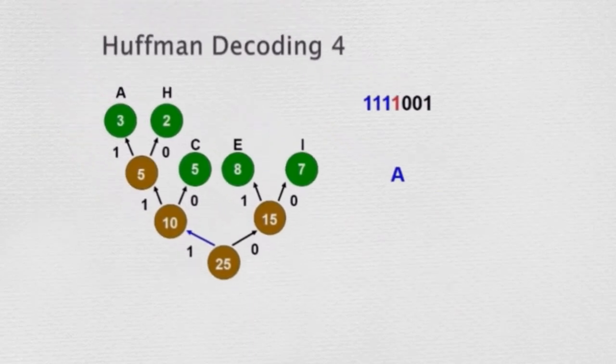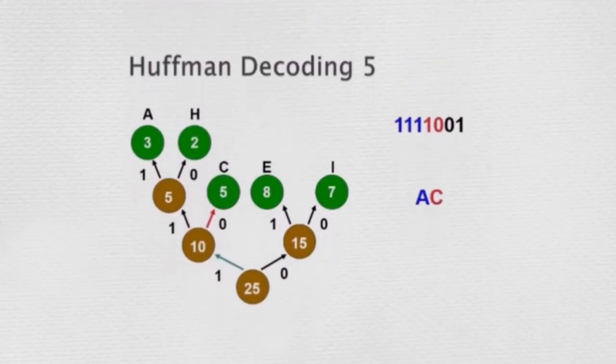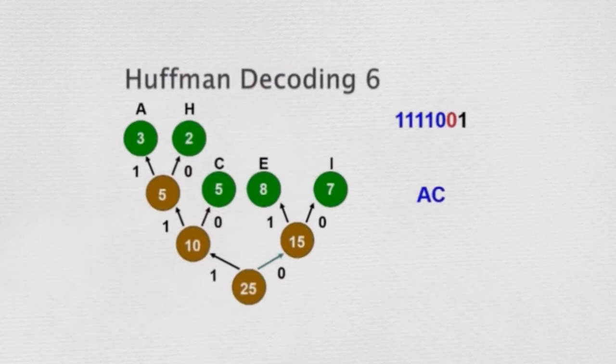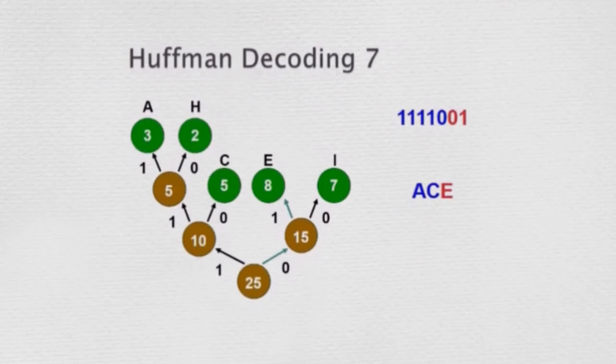Then come back to the root node and consider the next digit 1. Even though we didn't reach the leaf node, go for the next digit 0. Thus we have reached C. Continue the process until the decoding is done. 0, 1. Thus we have reached E. Thus we get the output as A, C, E.